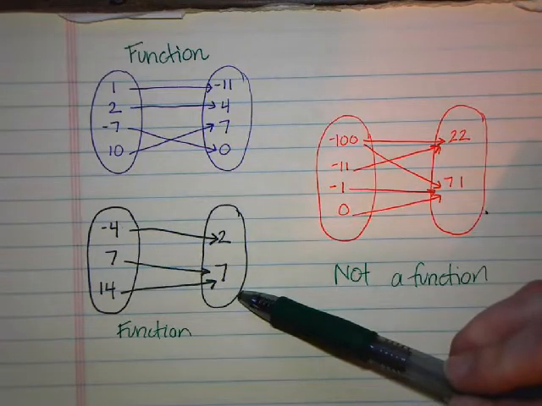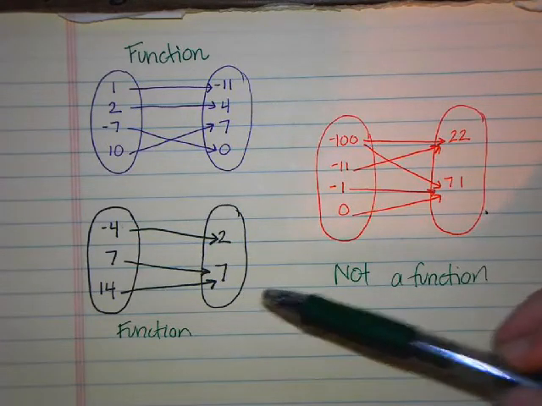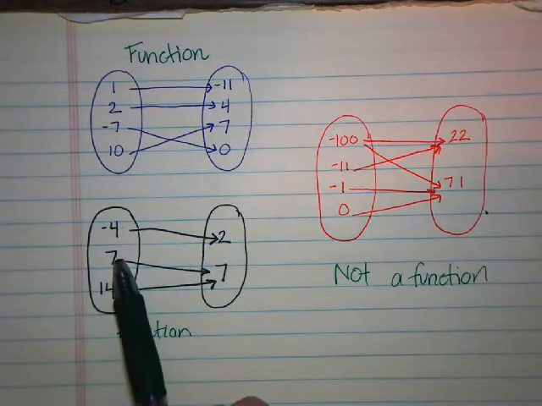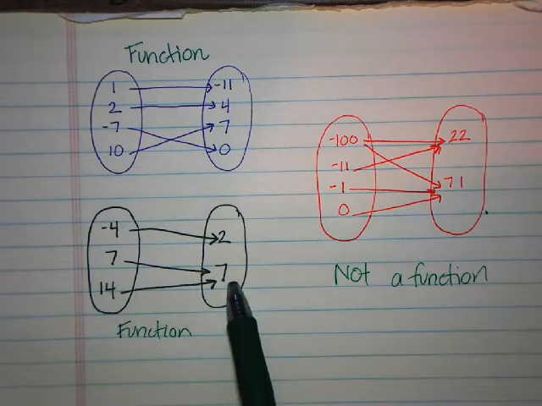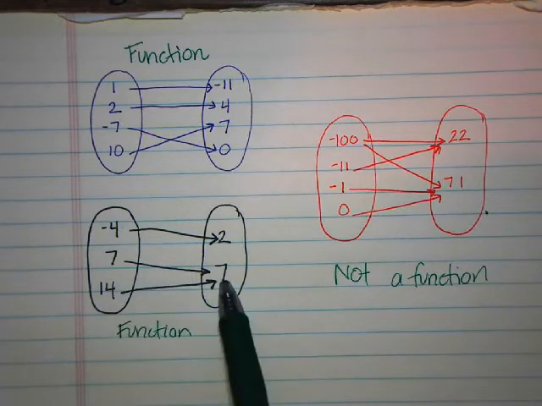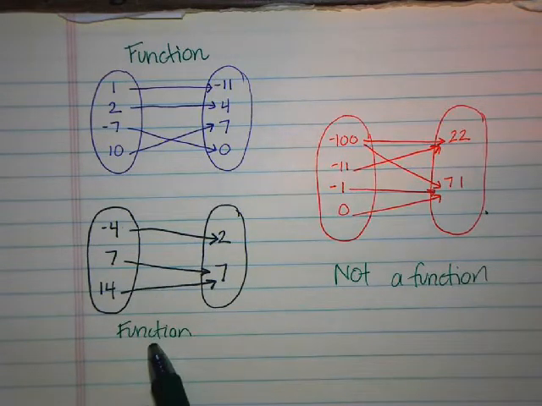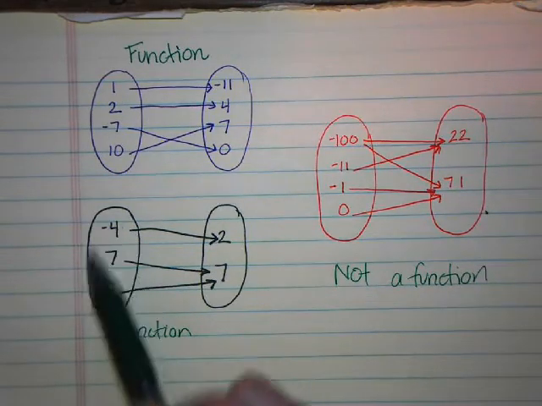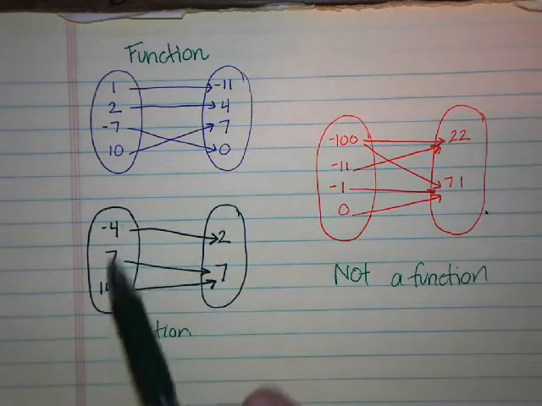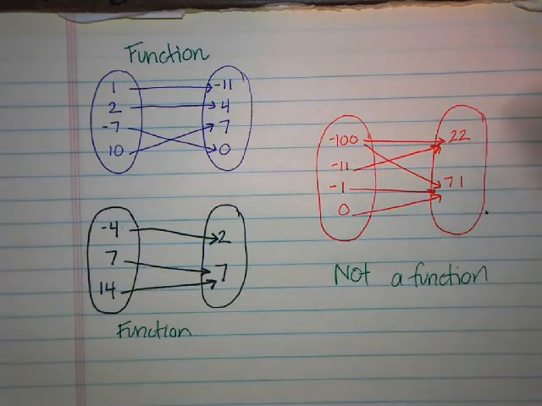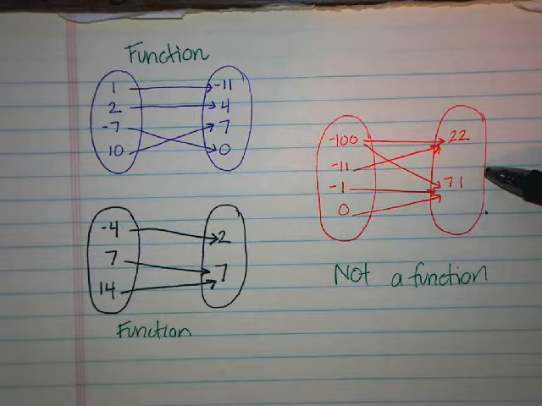Let's take a look at the black set of ordered pairs. Here, -4 goes to 2, and then both 7 and 14 go to the number 7. So we have two inputs and one output, and that is okay. That is a function. I want you to think of a scenario where there are kittens up for adoption. There are 3 cats and 2 homes, and 2 cats go to the same home. Is that okay? Yeah, that's okay. So it's a function.